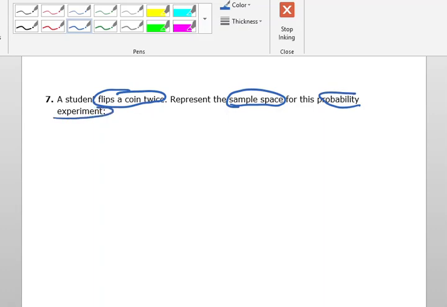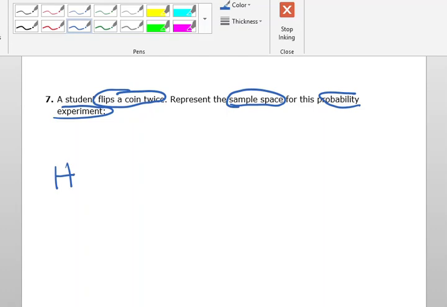Okie dokie. So in this case, it doesn't indicate whether or not I can do a tree diagram or the graph that we learned about on Tuesday's lesson. I'll do a tree diagram here.